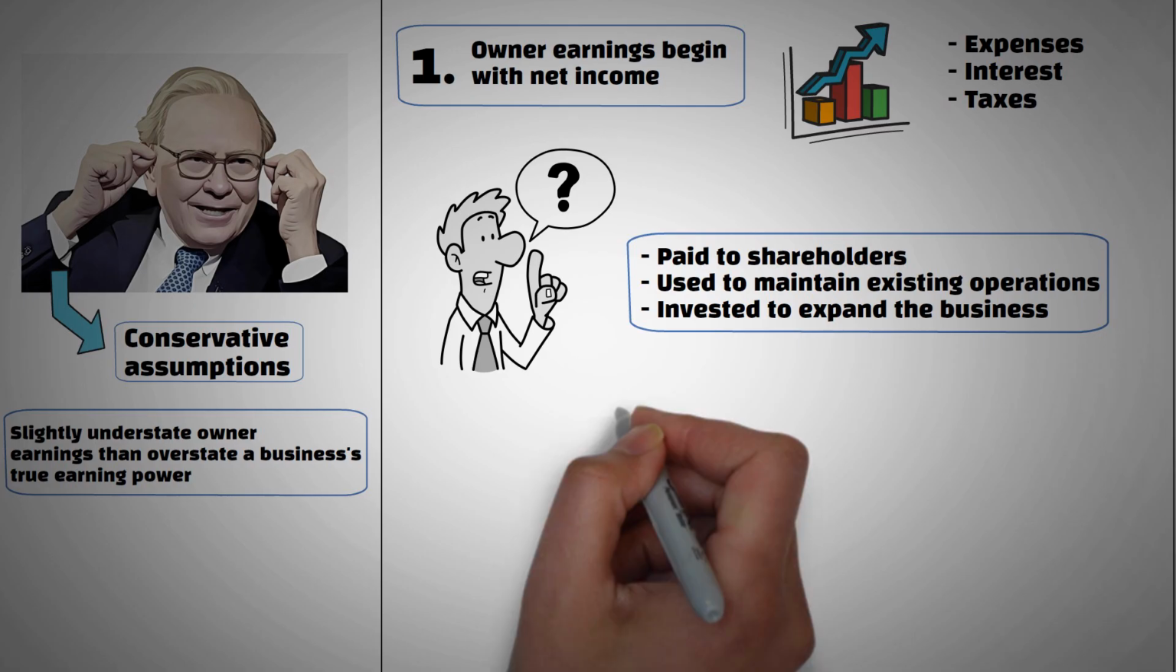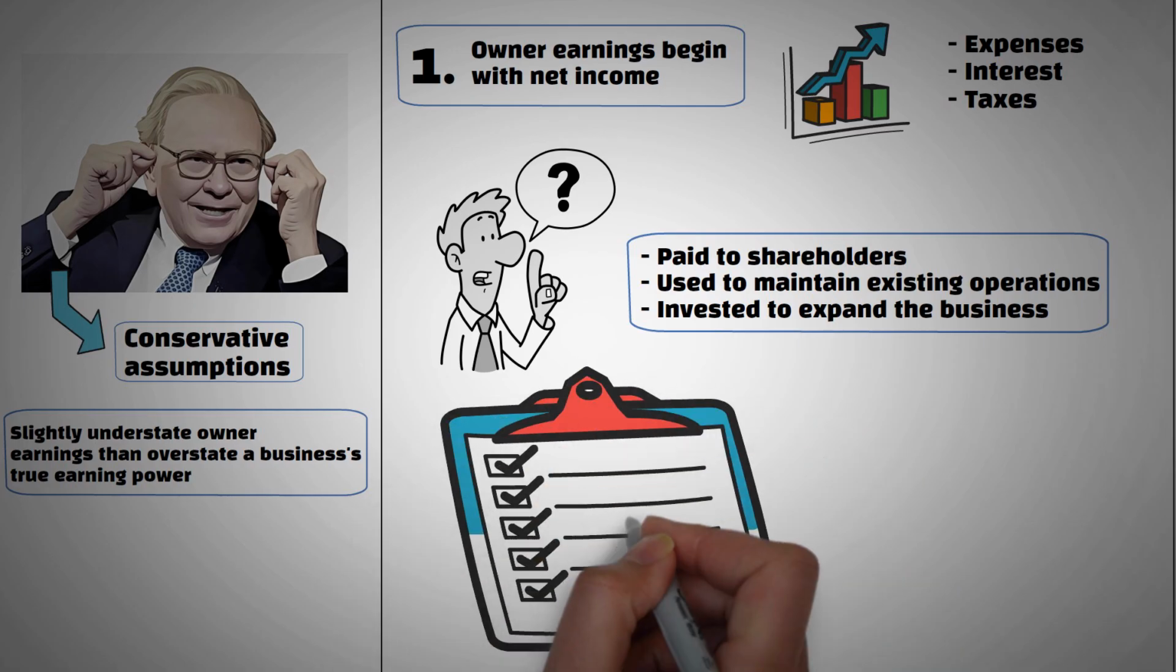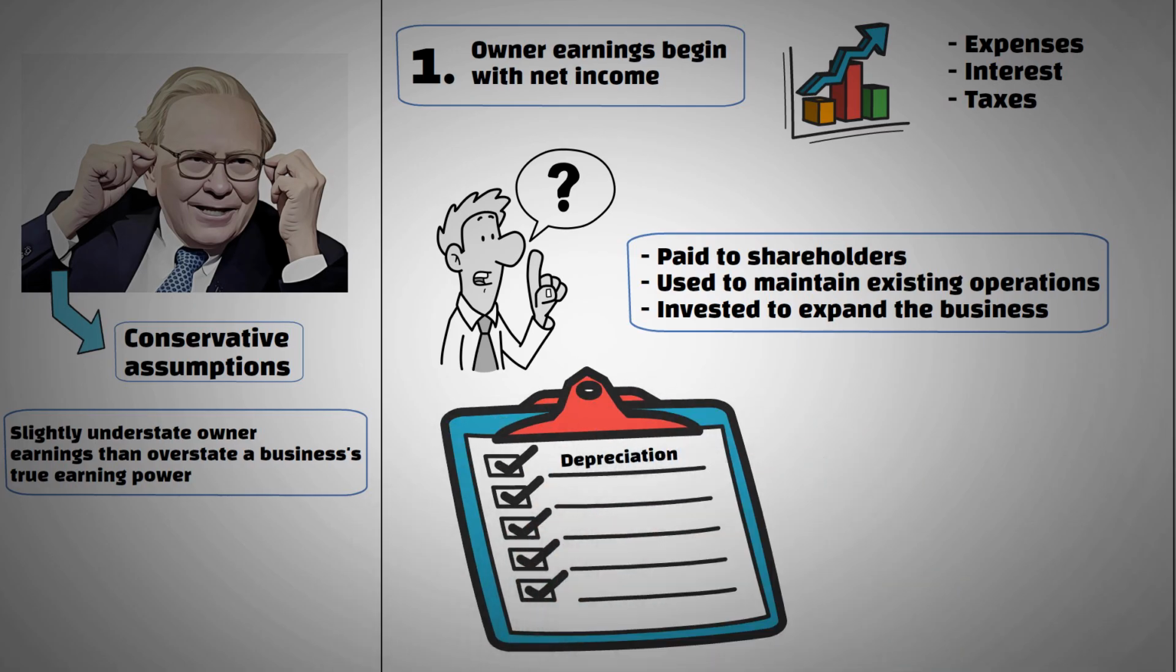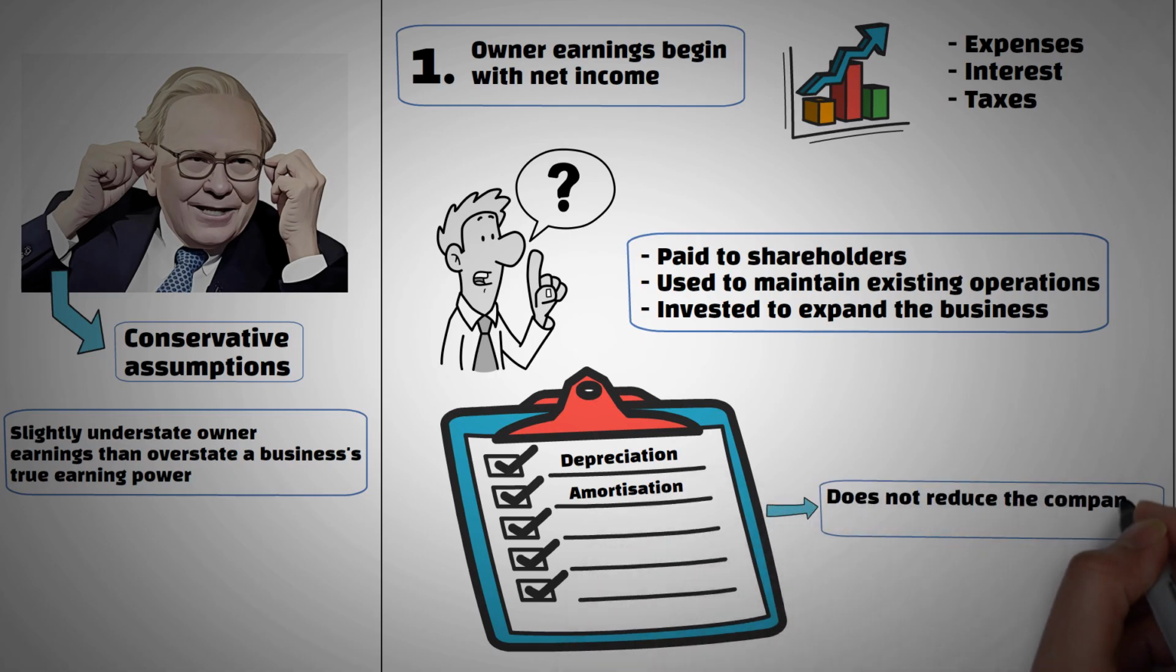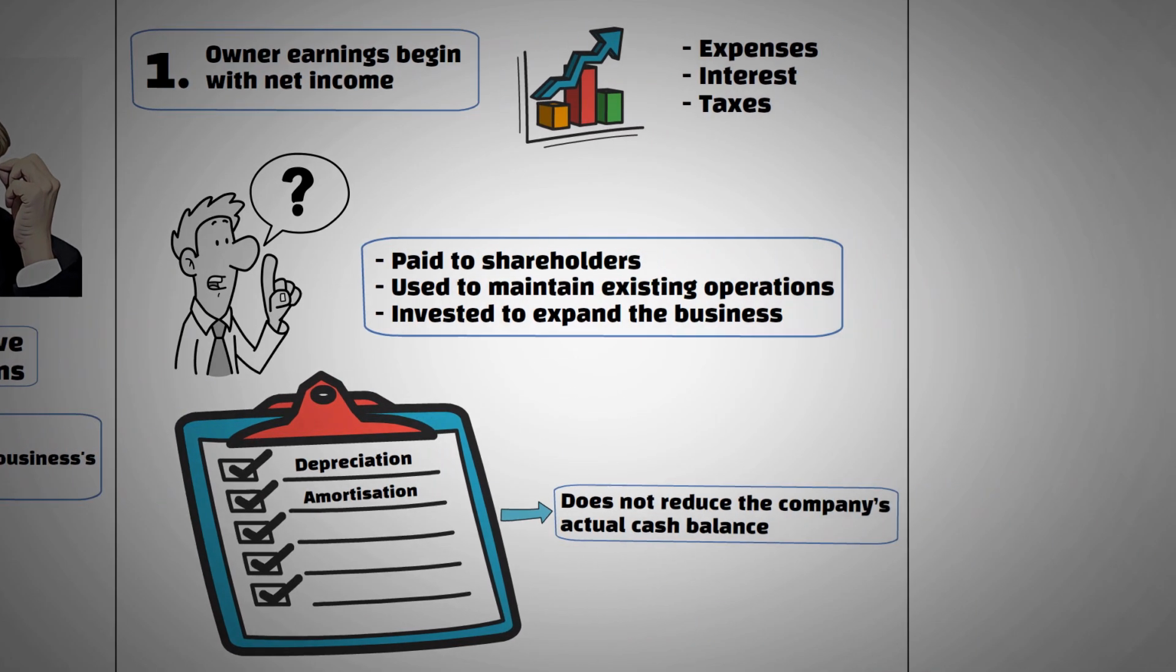Depreciation and amortization are added back because they reduce accounting earnings without using cash. They are non-cash charges that lower reported income but do not reduce the company's actual cash balance, which is why Buffett adds it to net income in the formula.